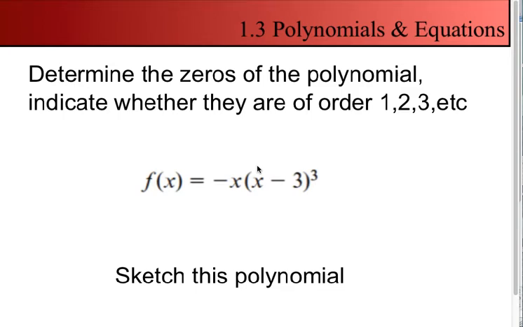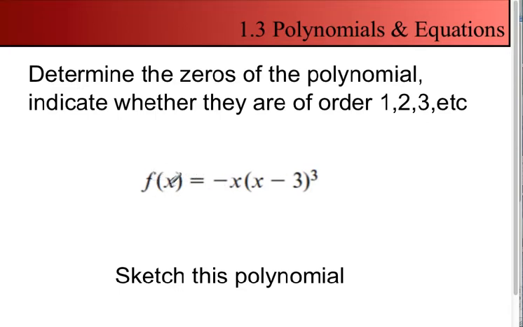Alright, so we're going to finish this last couple slides up here. So this example says, determine the zeros of the polynomial, indicate whether they have order 1, 2, or 3. Okay, so we're going to do all this straight from the equation, and then we'll graph to check. So looking at the equation, it's in factored form.